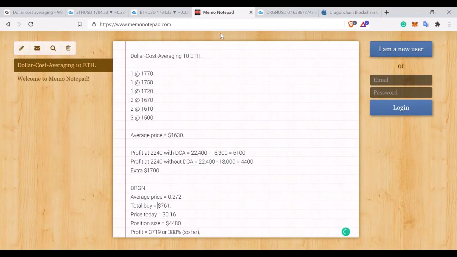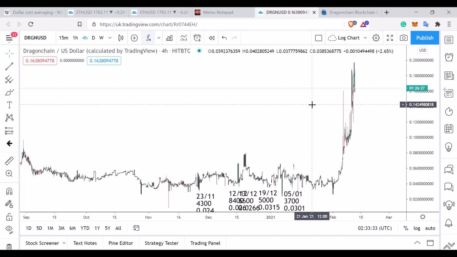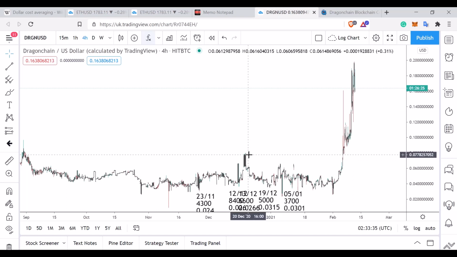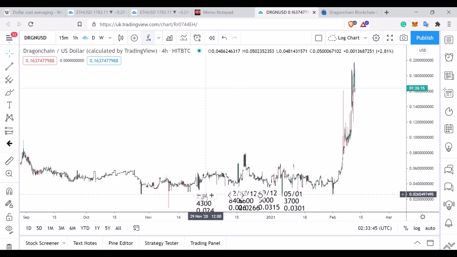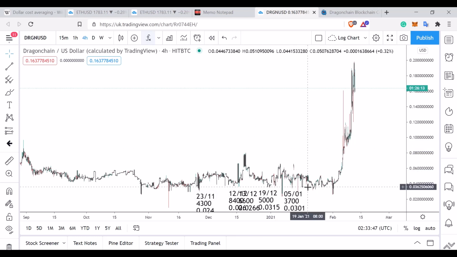But if we look at what I've made so far, my position size is now $4,480, and I've made $3,719, or just under 400% so far. So dollar cost averaging really helped me there. I could have bought almost at 8 cents, which would have only been a 100% movement from here to here, which is still excellent, nothing to sniff at, of course. But by using dollar cost averaging, I was able to lower the average price I paid for my DragonChain and get a superior result.